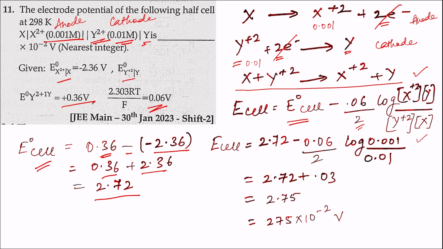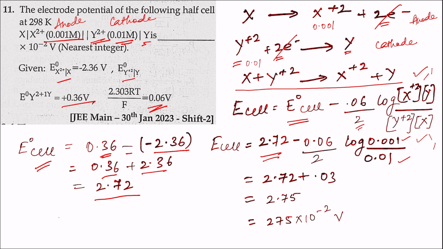In the product, X plus 2 ion multiplied by Y divided by concentration of Y plus 2 ions multiplied by X. Now concentration of Y, since it is in its atomic state, will be taken as 1, X will be taken as 1. Putting the values of the concentration of the ions and E naught cell, the equation becomes E cell is equal to 2.72 minus 0.06 divided by 2 log 0.001 divided by 0.01.